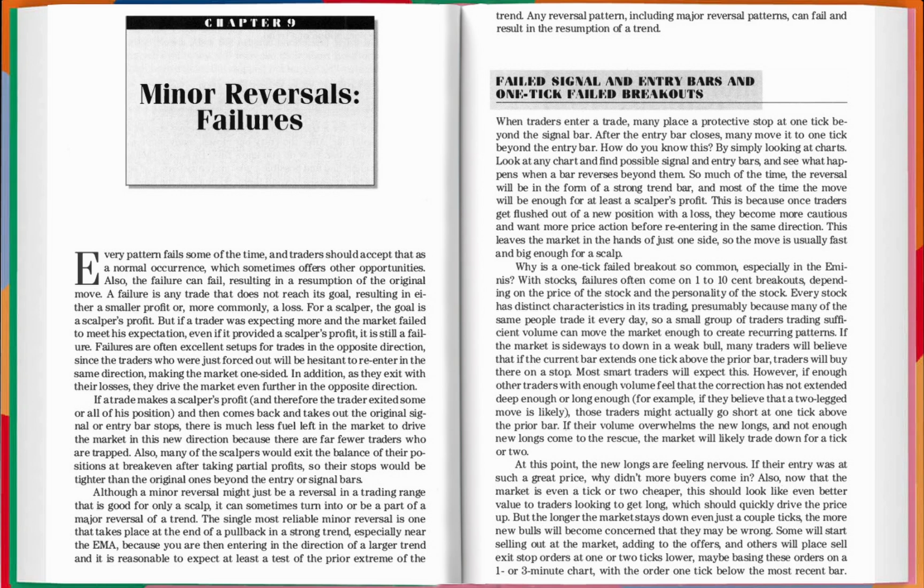However, if enough other traders with enough volume feel that the correction has not extended deep enough or long enough, for example, if they believe that a two-legged move is likely, those traders might actually go short at one tick above the prior bar. If their volume overwhelms the new longs and not enough new longs come to the rescue, the market will likely trade down for a tick or two.